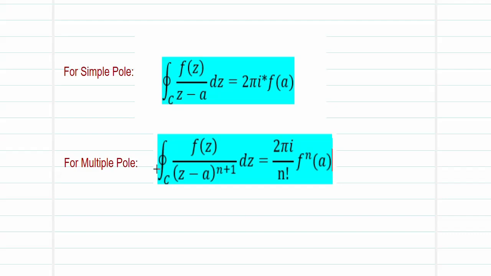And for a multiple pole, namely when z minus a is going to be taking some power, the value of the integral is given by 2 pi i by n factorial times f n of a. n stands for the derivative, so it's the nth derivative at a. We will quickly try to apply these formulas to a problem.